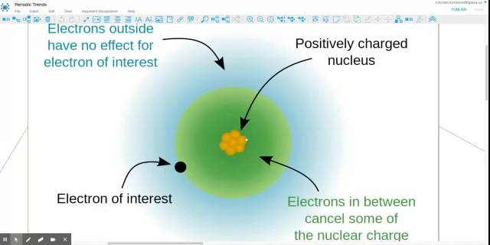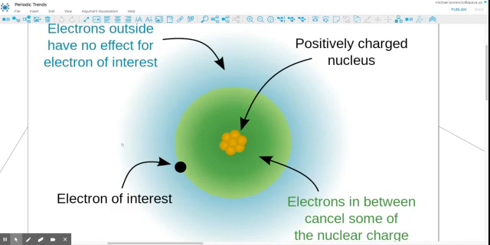So one of the things is the size of the nucleus. More protons, more positive charge, more attractive force between the nucleus and the electrons. The other factor is how far the electron is from the nucleus. The closer the electron is to the nucleus, the more it is going to feel the attractive force of that nucleus and the more strongly held it's going to be. The further away from the nucleus, the further away it is from that attractive force, and the less it's going to feel the attraction of that nucleus.